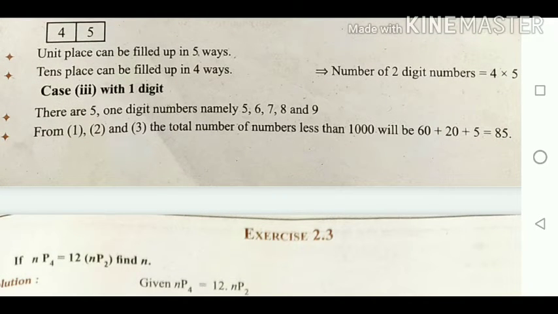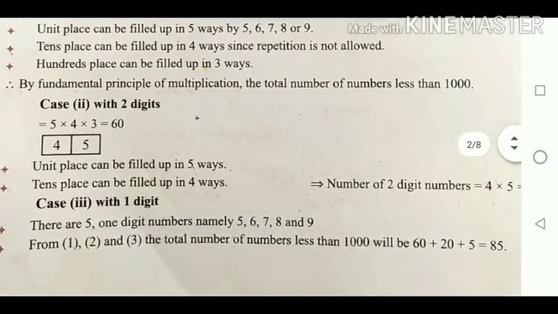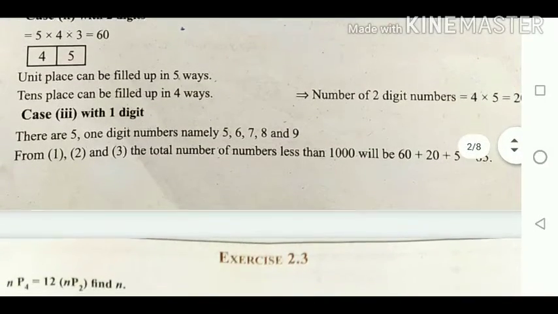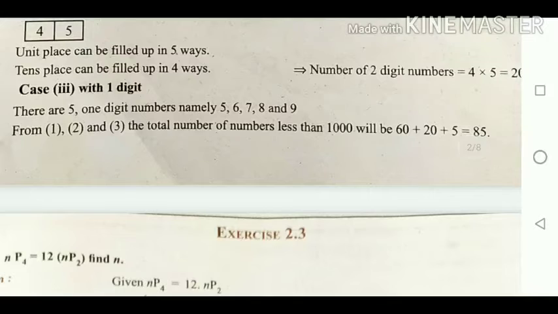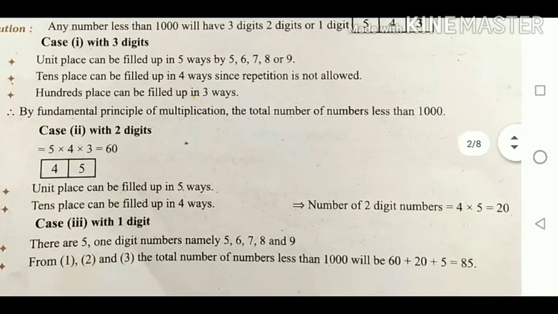There are 3 cases. The total count of numbers less than 1000 will be: first case 5 into 4 into 3, getting 60. Second, 5 into 4, getting 20. Third case, 5. All these are added up, and we get 85 ways. So we have 85 ways to form numbers less than 1000 using the digits 5, 6, 7, 8, 9. This is the way you have to do the sums.